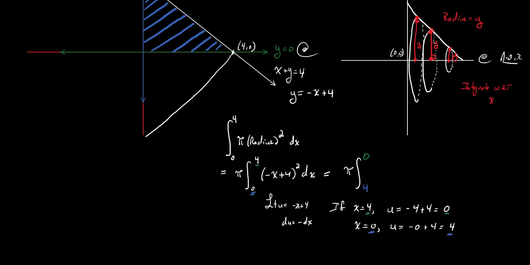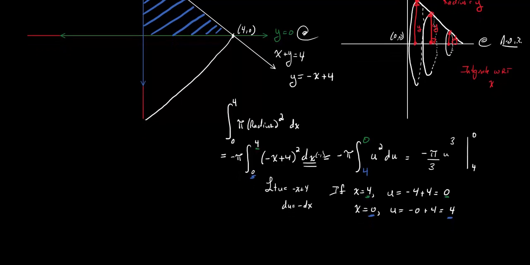And now we will integrate, no longer negative x plus 4 squared, I'm going to integrate u squared du. My du, and be careful, I need a negative dx, so I have to bring a negative value out to the front. I need a negative 1 here, so I have to multiply by a negative 1 out in front, because my du is equal to negative dx. So now when I integrate this, I will have negative pi out in front, u cubed divided by 3, bound between 4 and 0.